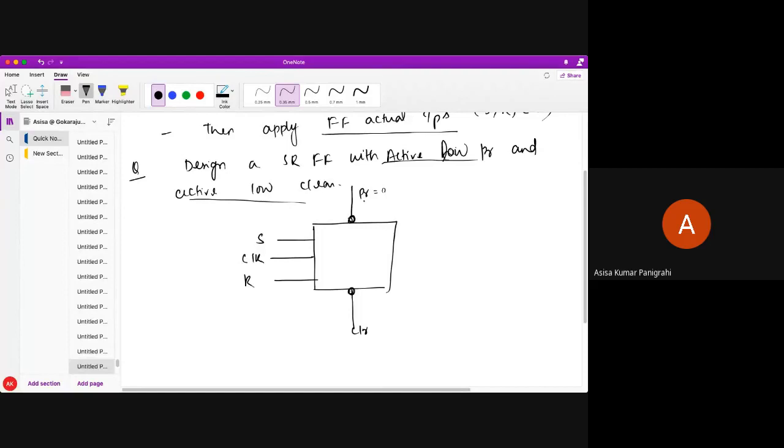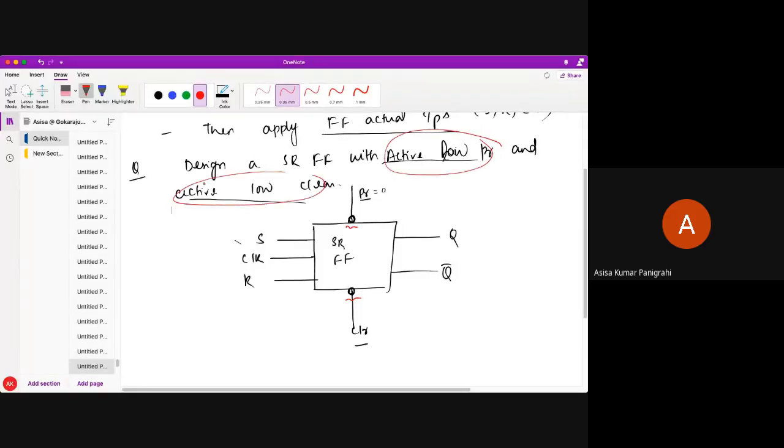Now this is Q and Q bar, the two outputs. So this is my SR flip-flop with active low preset and active low clear. How do we come to know this is active low? You can see the bubble over here and the bubble over here. This makes it the active low preset and the active low clear.